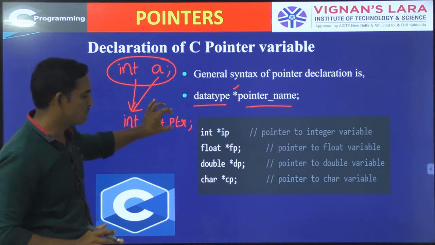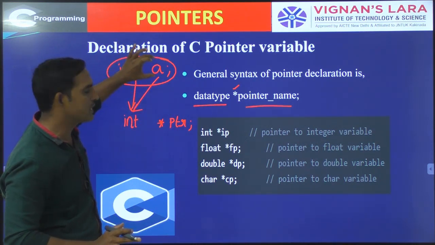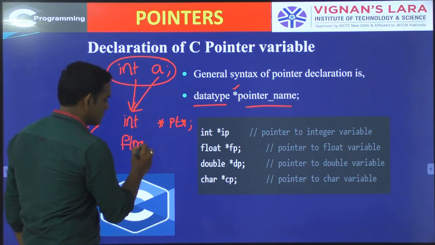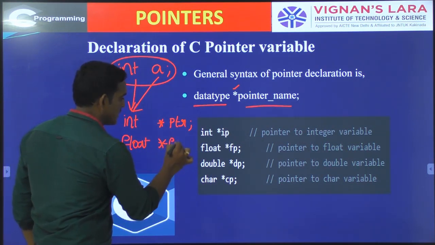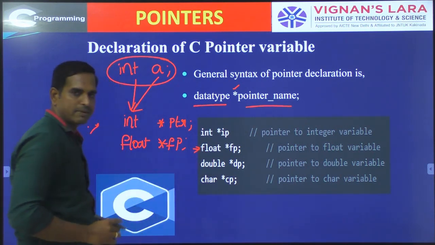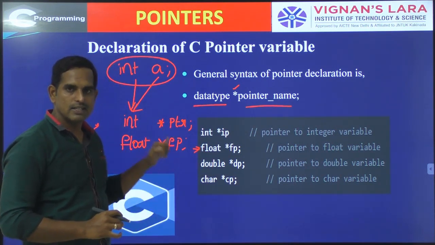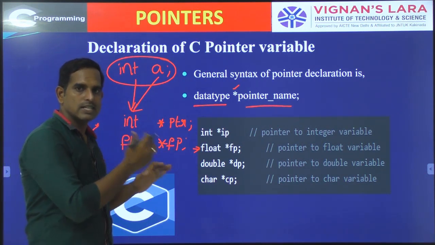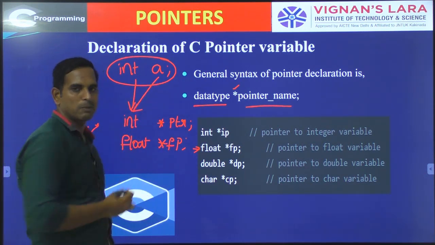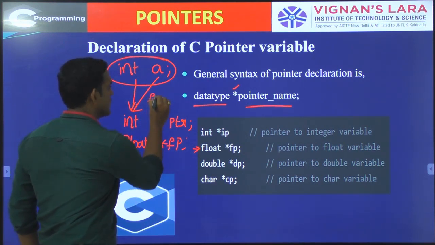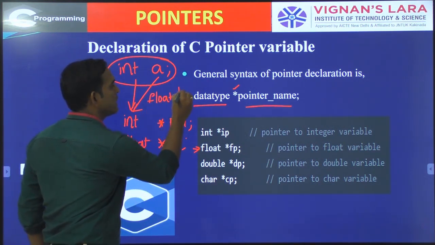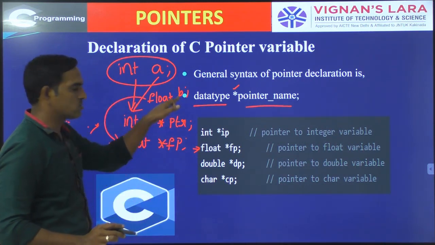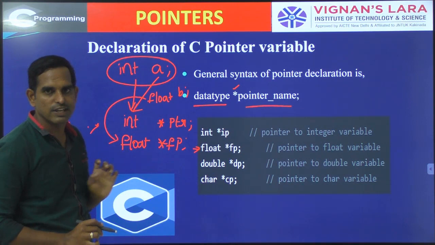Okay, so this PTR will contain the memory addresses of integers. If I write float star FP like this, I am telling that FP is a pointer variable which will contain addresses. These addresses are of floating point values. That is, if I declare a floating point value, float B, this FP can contain the address of B. It cannot contain the address of A.